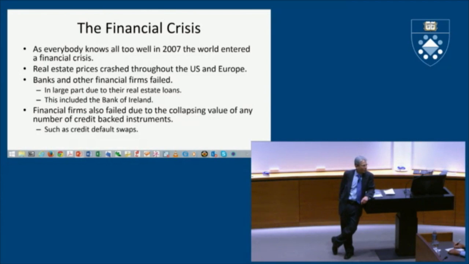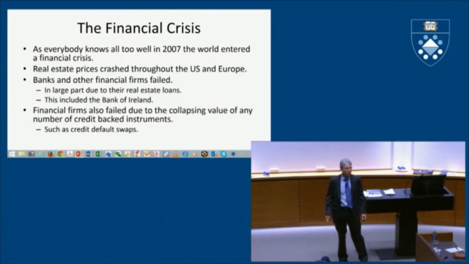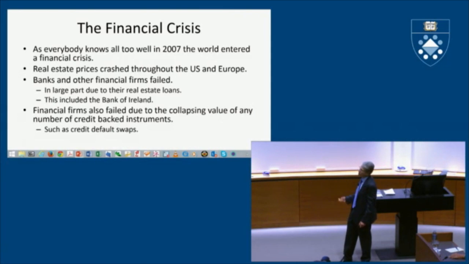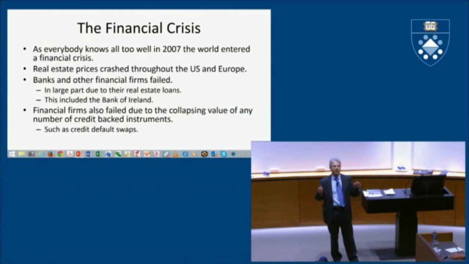Some people have pointed out that a lot of the models and ideas we have don't really hold up. But nevertheless, whatever caused it, it was there. And so we had a lot of banks and financial firms fail, in large part, obviously, because of their real estate loans. That included the Bank of Ireland, which this case is about. Financial firms also failed due to the collapsing credit markets and credit-backed instruments, which exacerbated everything. So not only did we have the banks going under, but we had correlated financial institutions go with them.